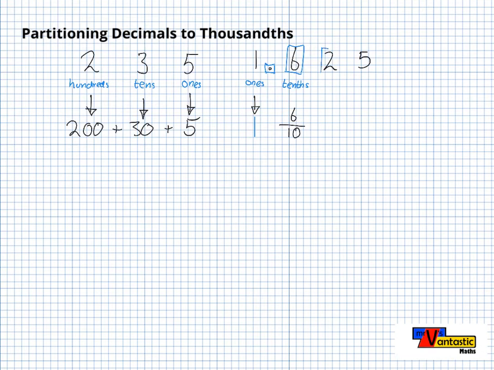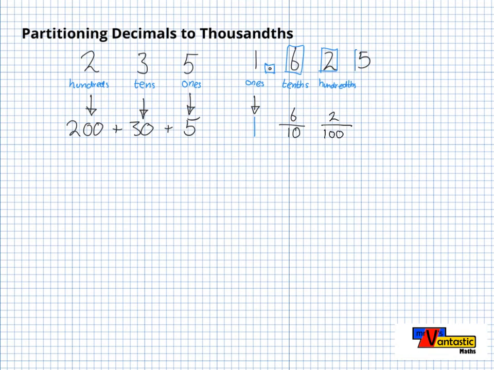The next number is in the hundredths place, and it means that we have some fraction out of 100. And we have 2 out of 100.